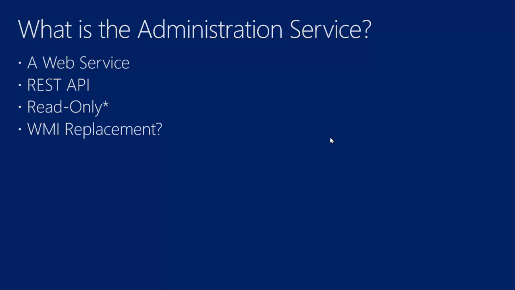So the administration service, being a web service, provides access to data. How do we actually get that data? The answer is through the REST API. It's a web service totally based on the REST API, so the same URL format to interact with the API. This does run as a service, which I will show you in a little bit, right?